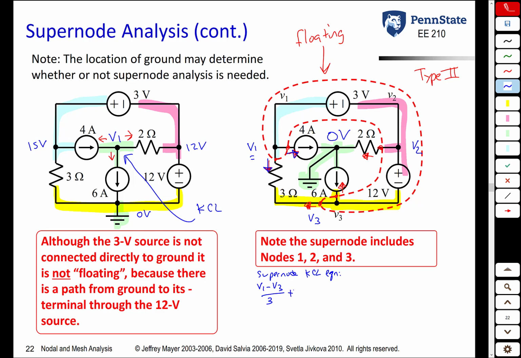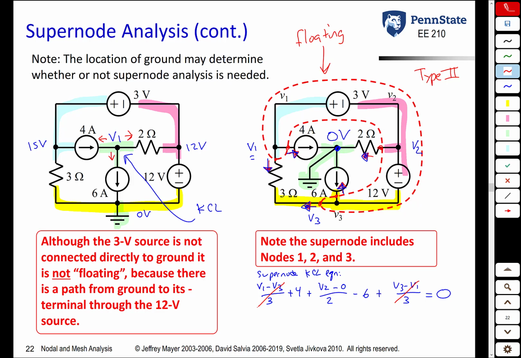Current through here is simple, it's 4 amps. Current through here is the voltage at the coming from point, V2, minus the voltage at the going to point, 0 volts, over 2 ohms. Current through the 6 amp source is negative 6 amps because of the current direction. Finally, the current through this 3 ohm resistor is what? It's V3 minus V1 over 3 ohms. And all of that sums to 0. And if you're astute, you would notice that that current and that current cancel.